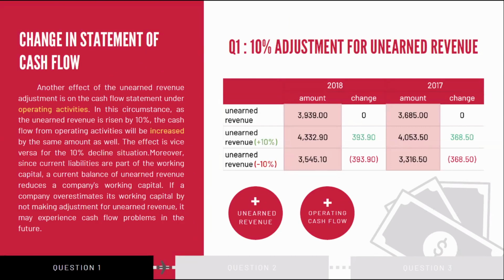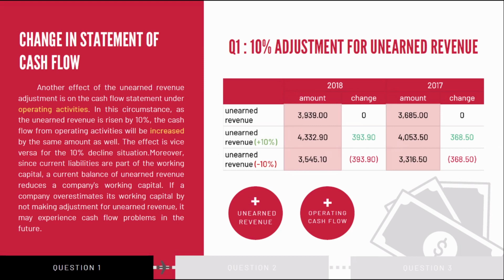Another effect of the unearned revenue adjustment is on the cash flow statement under operating activities. In this case, as the unearned revenue is rising by 10%, the cash flow from operating activities will be increased by the same amount as well. The effect is vice versa for the 10% decline situation.